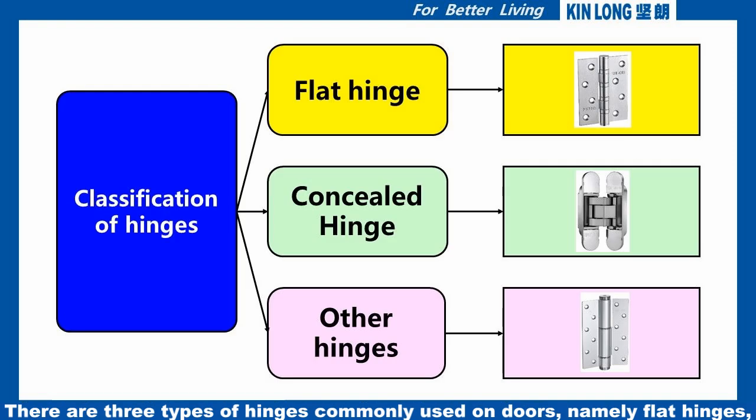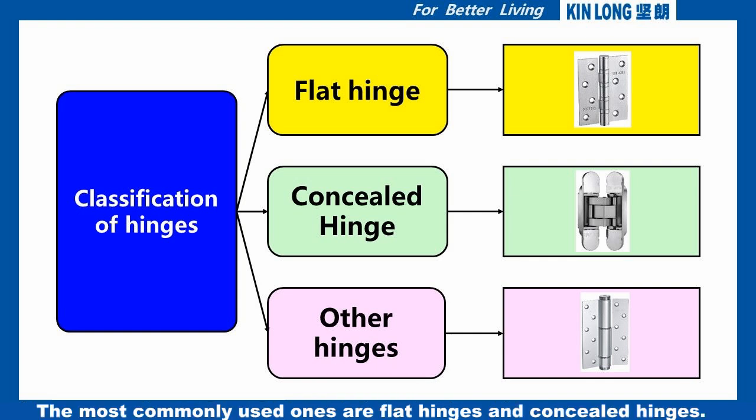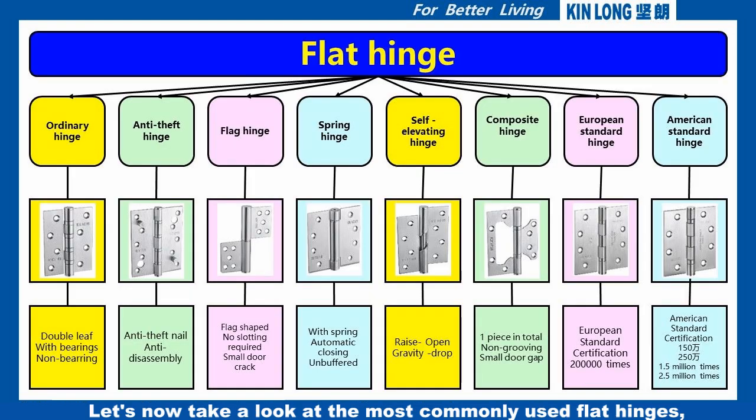There are three types of hinges commonly used on doors, namely flat hinges, concealed hinges, and other hinges. The most commonly used ones are flat hinges and concealed hinges. Other hinges may also be used on specific door types, such as multifunctional hinges, chicken sewer hinges, stone door concealed hinges, etc. Let's now take a look at the most commonly used flat hinges.